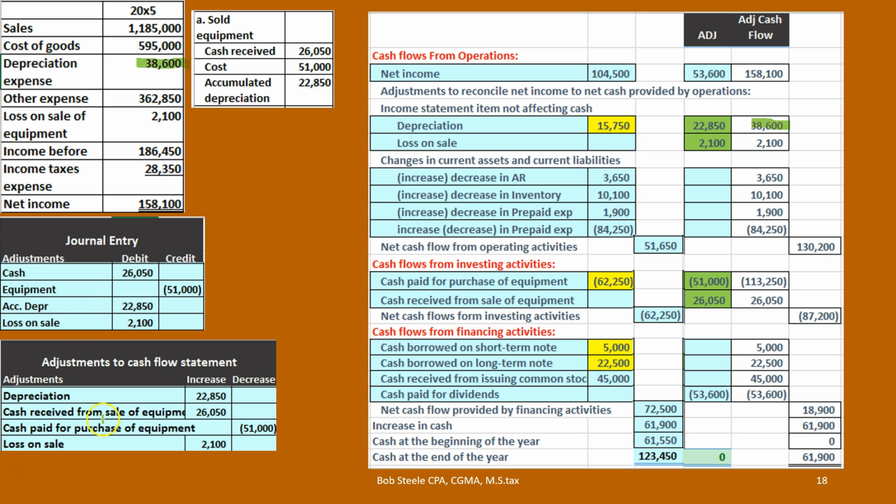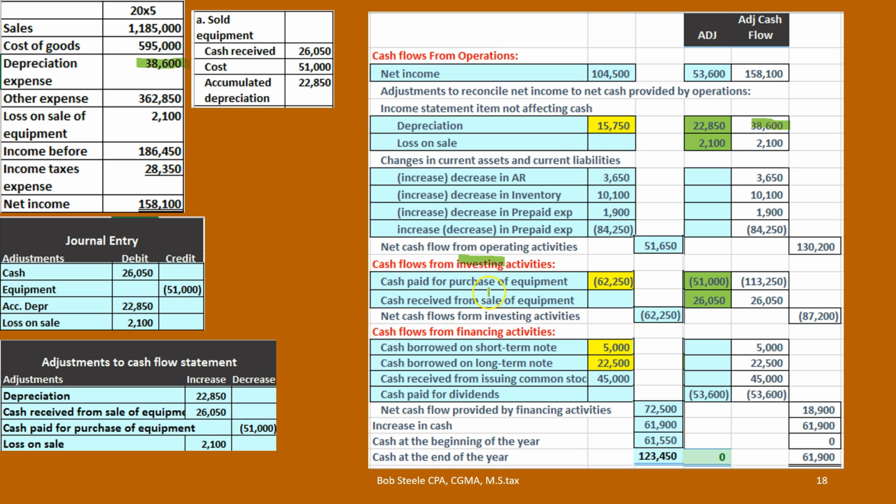Then we have the cash received from the sale of equipment. Now, we got cash up here. We can see the 26 that we received, and we didn't record that anywhere. We sold equipment, and we didn't put that on our cash flow statement. So we got cash from the sale of equipment. And if we received cash, remember, equipment is an investment. Therefore, it's going to go in the investing activities.